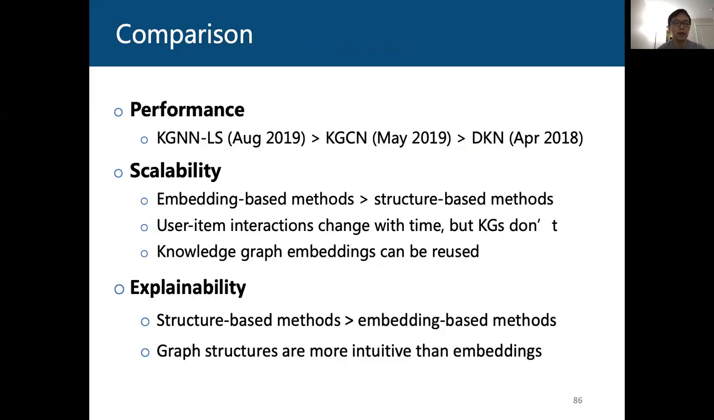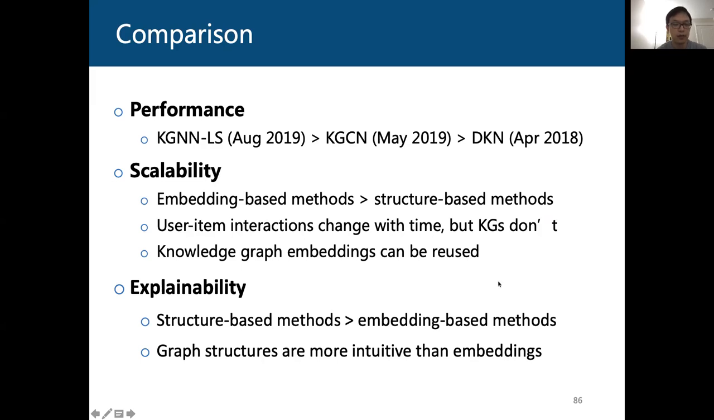Okay, so lastly, I'd like to discuss the differences and comparison among these methods. The first is performance. In general, the order of these methods with respect to performance is KGNLS, then KGCN, then DKN. As you can see, this is in accordance with the timeline of their publication dates. But this is only a general conclusion, because the exact performance of each method largely depends on the specific data, right?